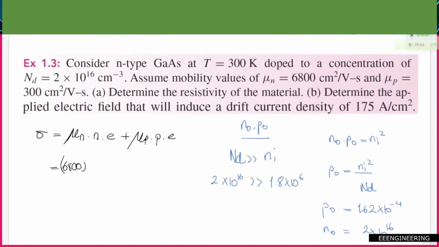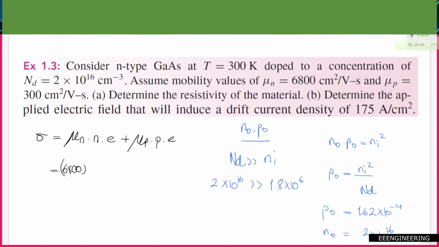So now I'm going to keep moving with the sigma conductivity formula. 6,800 times the concentration of electrons, which is 2 times 10 to the 16, times the charge, which is 1.6 times 10 to the minus 19, plus the mobility of the holes, which is 300. That's fine. Times the concentration, which is 1.62 times 10 to the minus 4, and the charge 1.6 times 10 to the minus 19.